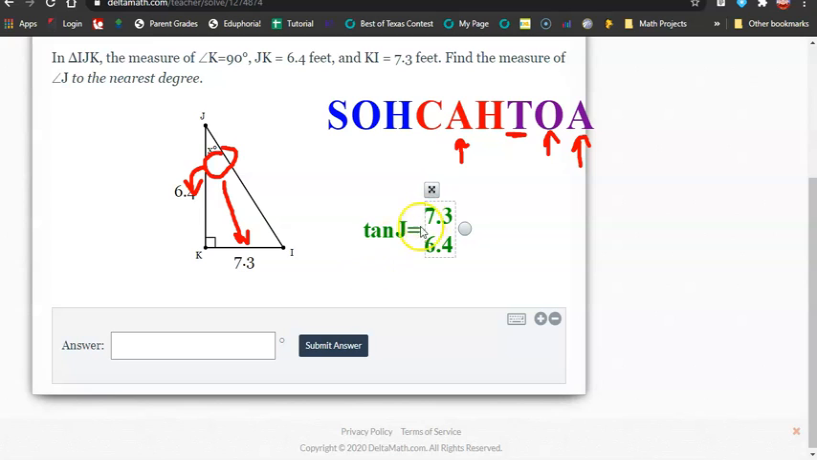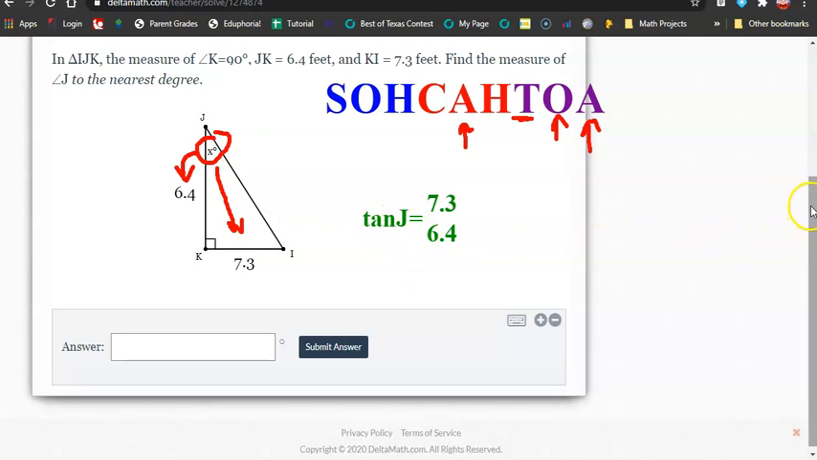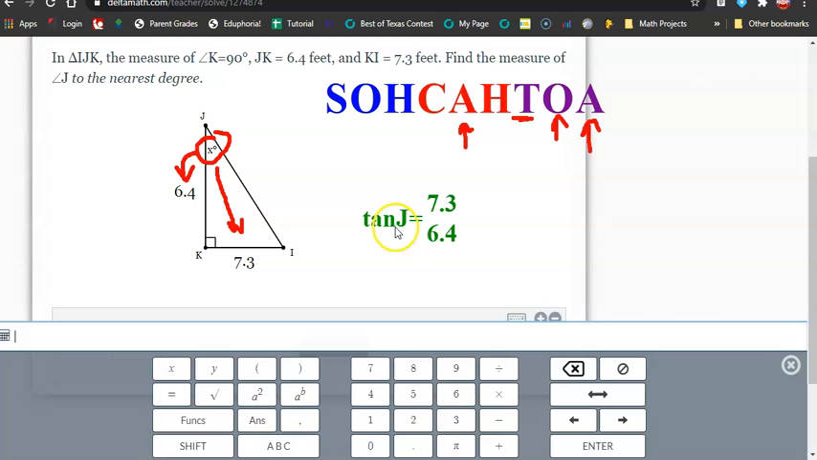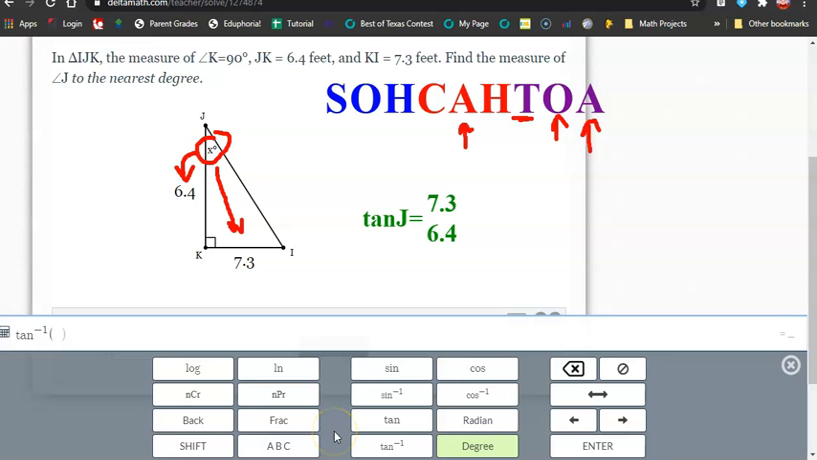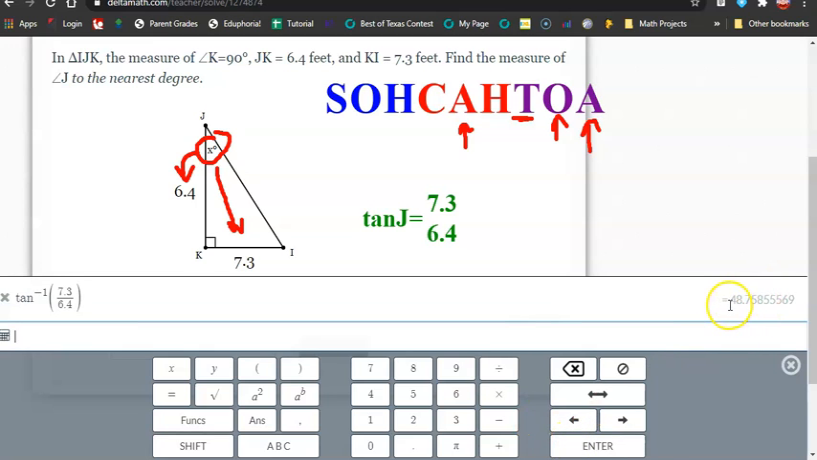All right. Now that's tangent, so I want to get rid of the tangent. I don't want tangent. I just want J, right? So just like we did with sine and cosine, I've got my calculator here, and we are going to do the inverse tangent. So functions here, inverse tangent right there. Inverse tangent of 7.3 over 6.4 is 48.758, and we want to round to the nearest degree, so 48 point, and that's going to round up, so 49. All right.